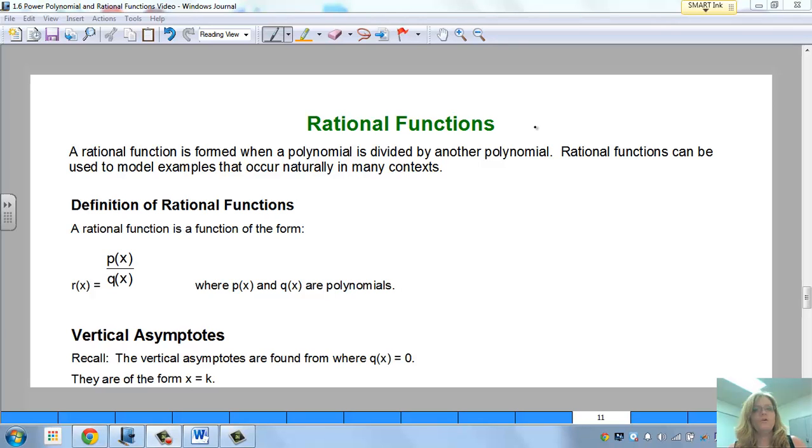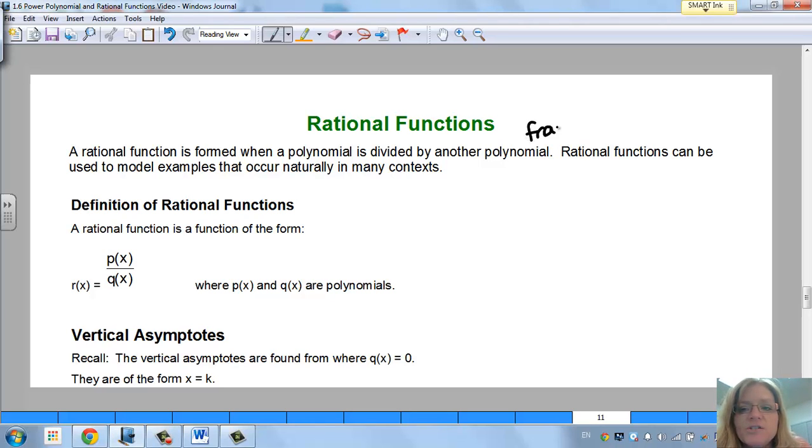Here's the third video of section 1.5, and it's rational functions. A rational function is formed when a polynomial is divided by another polynomial. In fact, if you notice a fraction, then it's rational, usually. Rational functions can be used to model examples that occur naturally in many contexts.